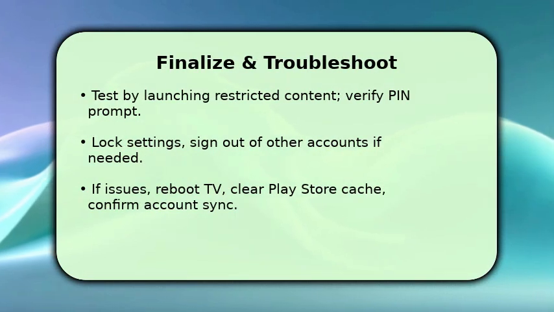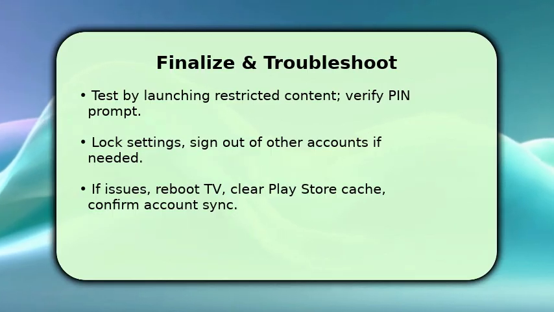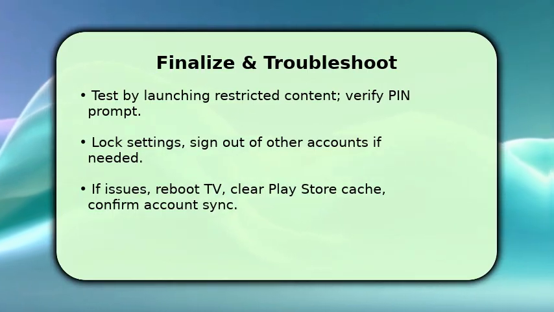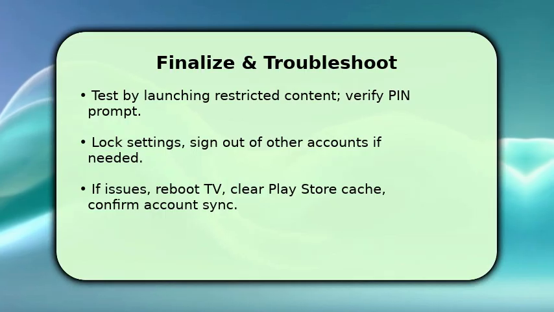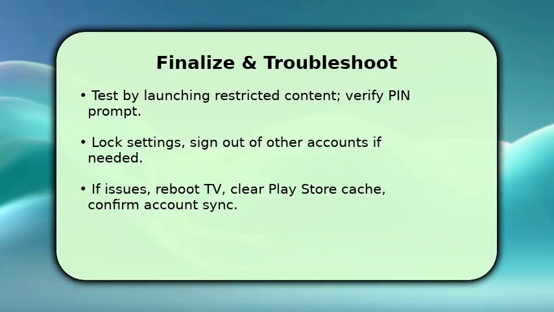Finalize by testing. Try opening a blocked app or restricted movie to confirm the PIN prompt appears. Once verified, lock down settings and sign out any secondary accounts that could bypass controls. Make sure only your management account can change settings. Keep software updated and periodically review restrictions.